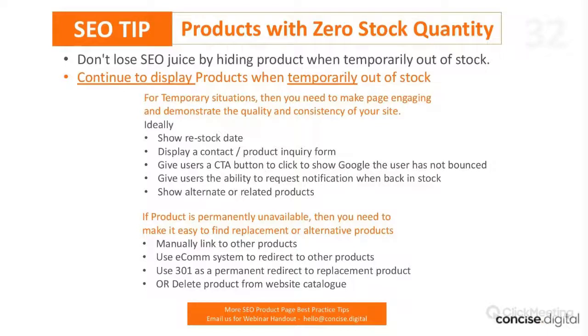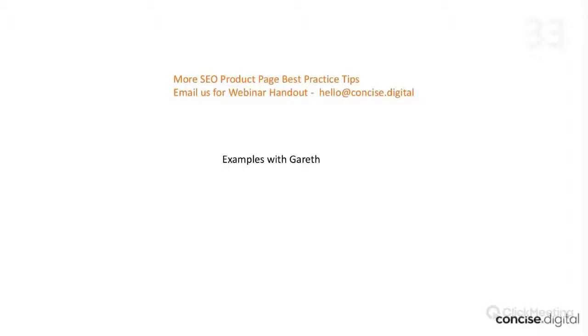Give them a form to fill out, give them a button to click, give them something in order to take some action so that Google knows that that wasn't a dud search that Google delivered. But if the product is permanently unavailable, then delete it and move on. So now, Gareth, over to you, mate, to run through some examples.